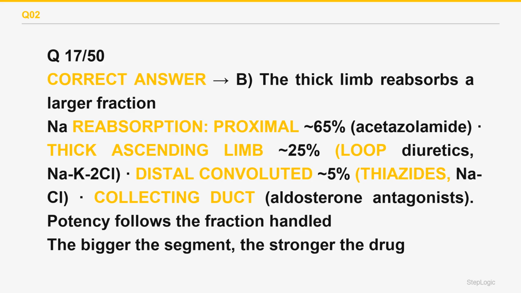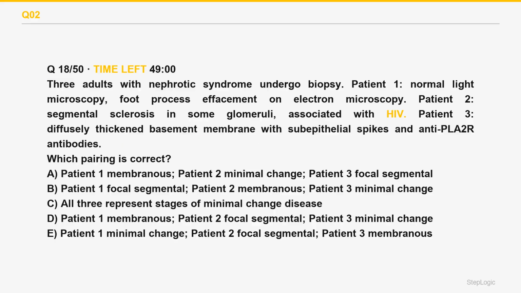Choice D confuses classes, since carbonic anhydrase inhibition is the mechanism of acetazolamide in the proximal tubule. If you see a diuretic potency question, it leads you to ask what fraction of filtered sodium the segment handles.